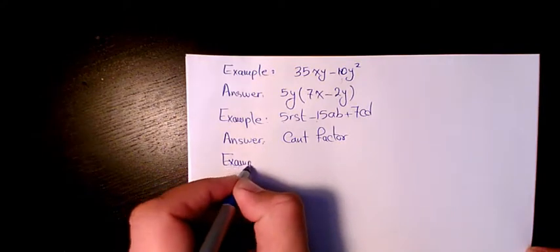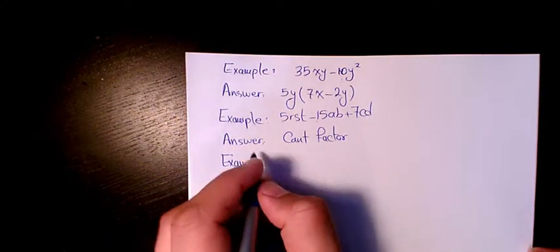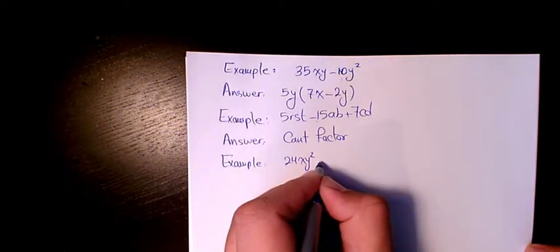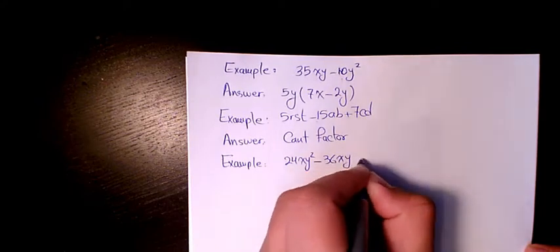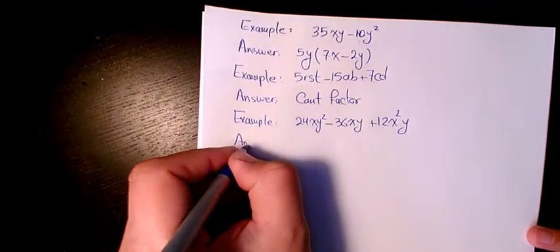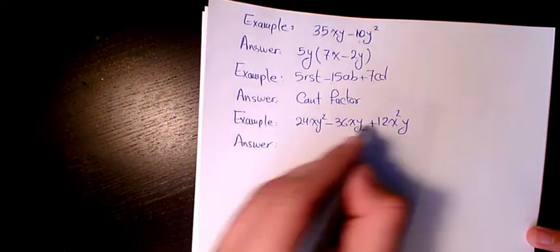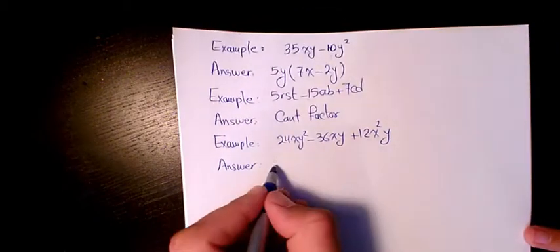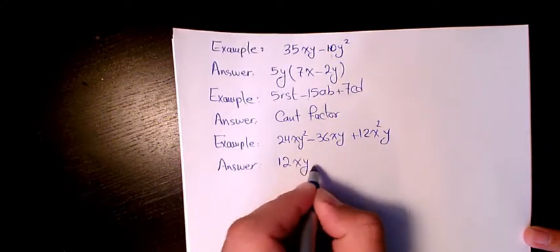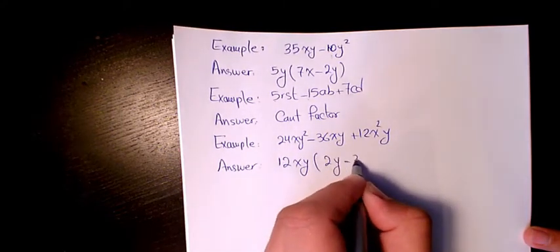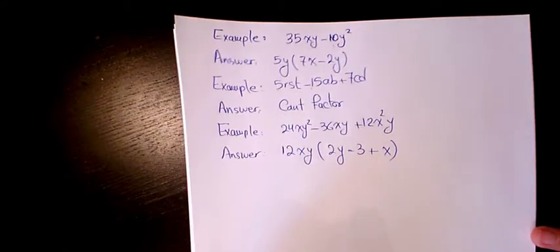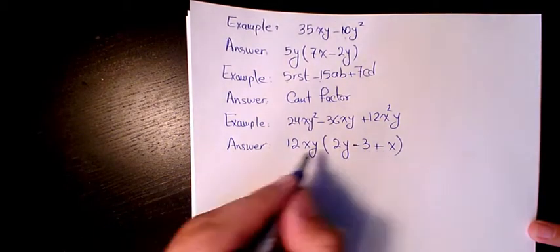Next example, 24xy squared minus 36xy plus 12x squared y. Answer is 24, negative 36 and 12. I can factor 12. Xy squared, xy and x squared y, so we can factor xy. Then it's going to be 2y minus 3 plus x. This is going to be the answer.